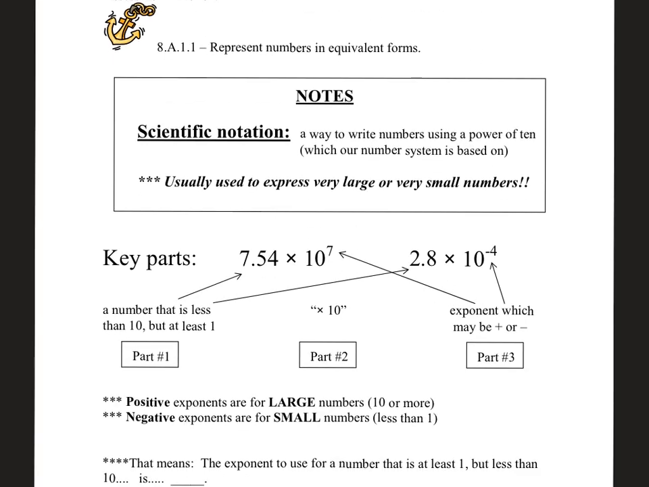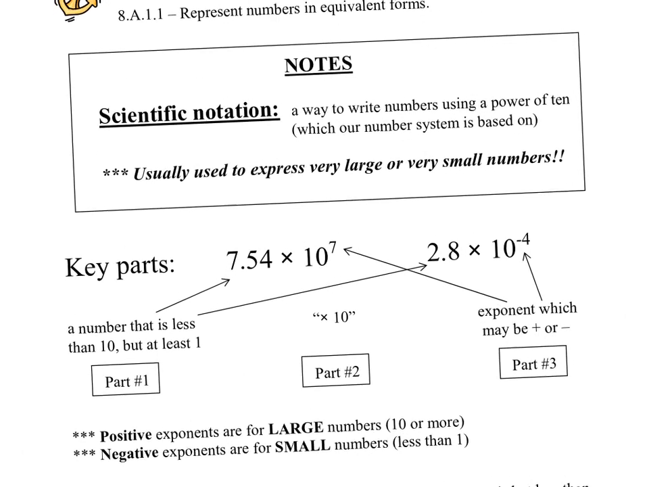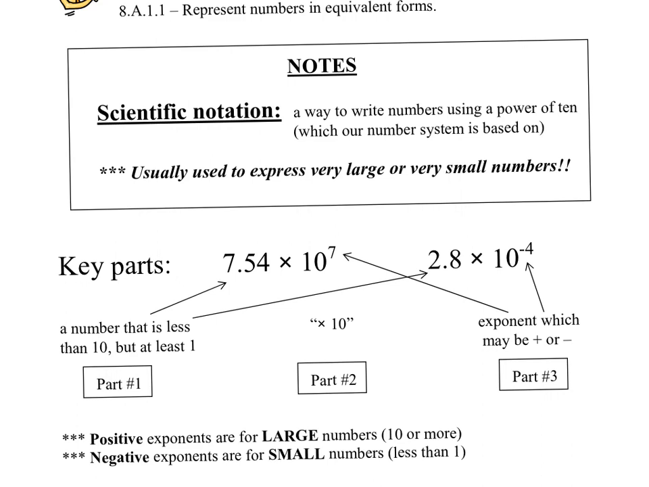So what you need to know about scientific notation is that it's a way to write numbers using a power of 10, which is what our number system is based on. It's usually used to express very large or very small numbers. So what we're thinking here are numbers where we have something like 0.000005 or 521 million.